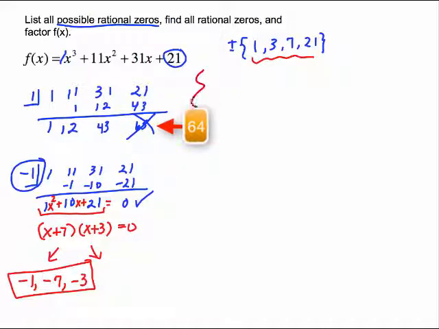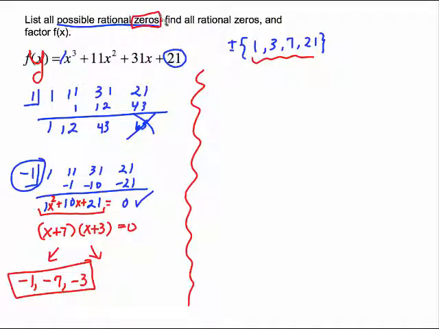A totally different way to go, and this is if your instructor allows the graphing calculator, would be for you to enter in your calculator this, y equals x cubed plus 11x squared plus 31x plus 21, and then hit graph and look at your graph. When you are asked to find the rational zeros, what you are also finding is the x-intercepts of the graph. That's the reason they're called zeros, because at the x-intercept, the y value is 0. That's an x-intercept. The y value is 0.